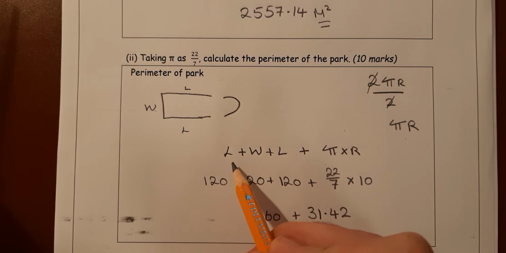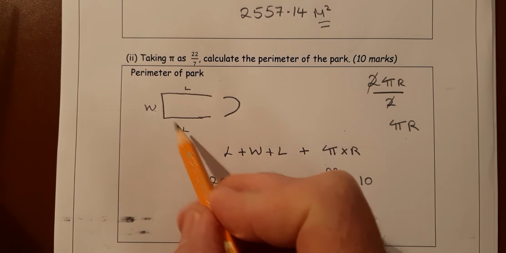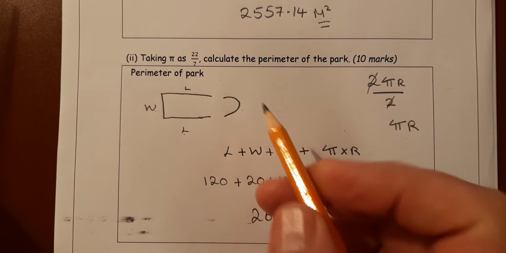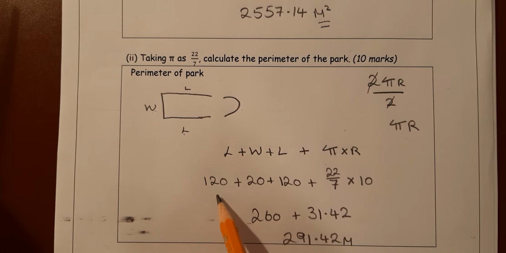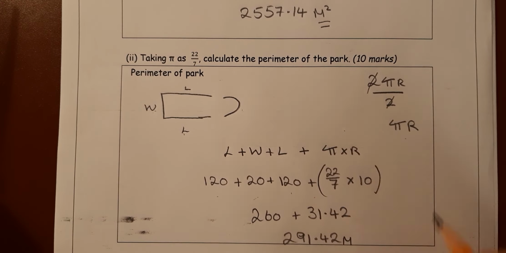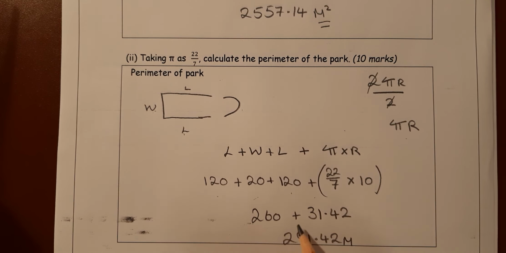So the formula we're going to use here is the length plus the width plus the length plus pi multiplied by r. So this will give us 120 plus 20 plus 120 plus 22/7 multiplied by 10. This gives us 260 plus 31.42. So the perimeter of the park is 291.42 meters. Don't forget, put in your m for meters.